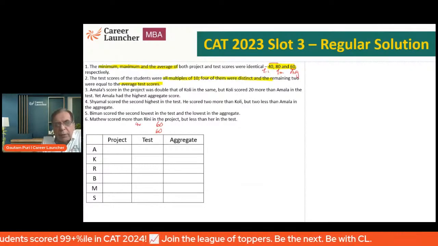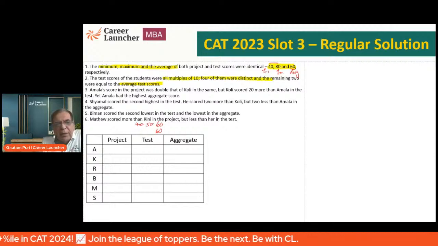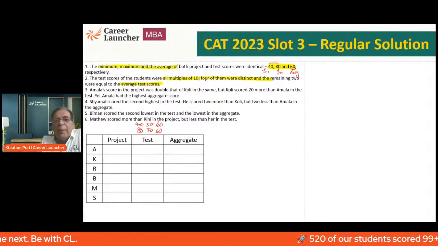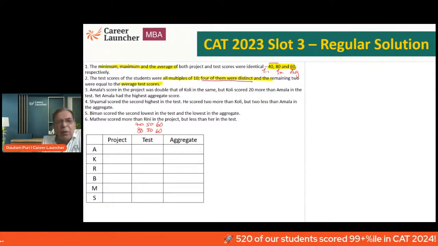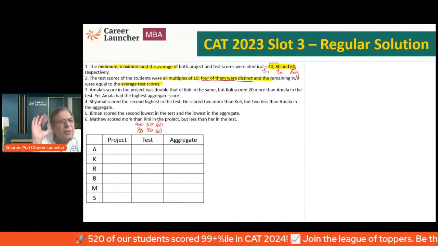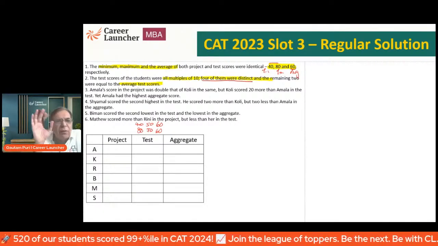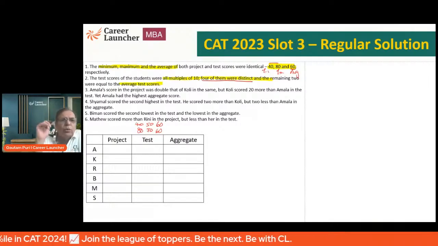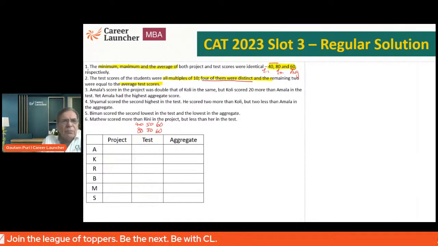So we can have a 40, we can have a 50, 60, 60. Then we can have a 70 and we can have an 80. So the 6 scores are these. And remember, it's saying 4 of them being distinct, which means 40, 50, 70, 80 are the distinct scores, and 2 of them are equal to the average test score. So the 6 scores in the test are 40, 50, 60, 60, 70, 80. 60 comes obviously 2 times. Okay. So statement 2 we have taken care of.